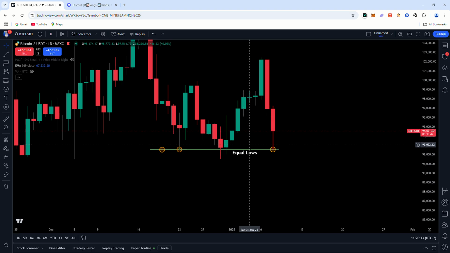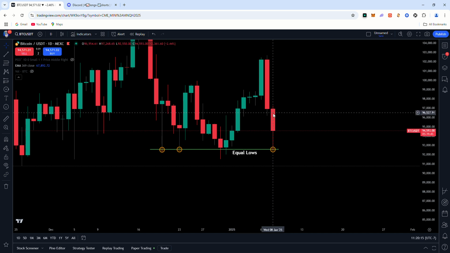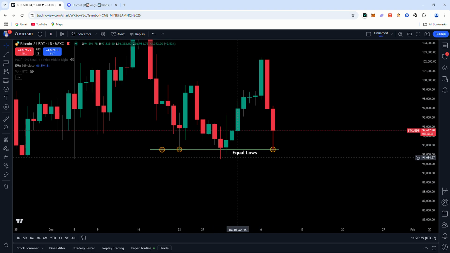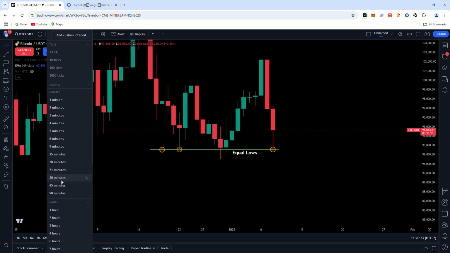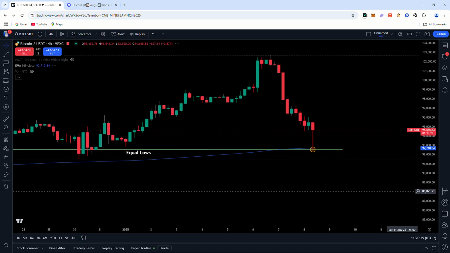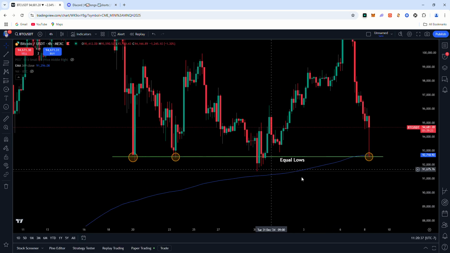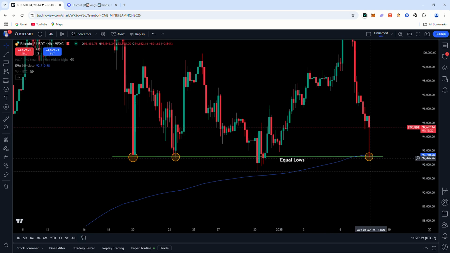It works. It's valid. It's where you're going to find strong support for price, and that's where we buy. We're traders, right? We buy support, we short resistance. Using the equal lows is just a method to find support. That is it. Okay, let's go to that 4 hour again. Using this 369-day EMA is just a method to find support.